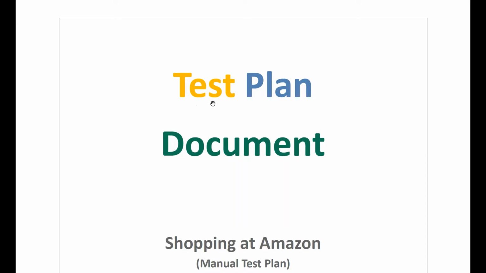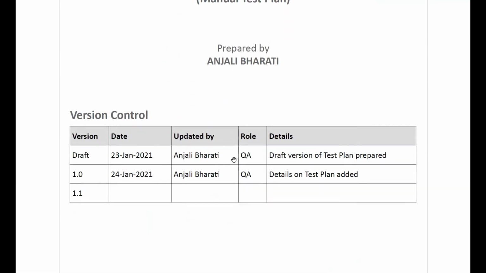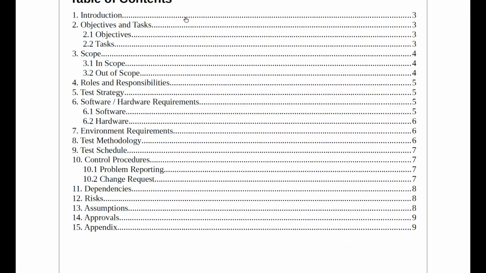In this series on test plan documentation, last time we talked about the introduction, objectives and tasks, and scope, in scope and out of scope. So in this video, we will talk about roles and responsibilities, test strategy, and software and hardware requirements. First, let's start with roles and responsibilities.